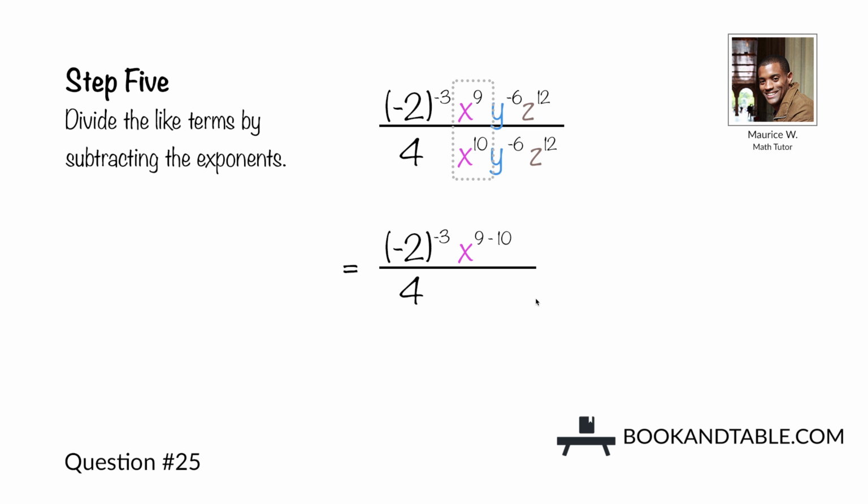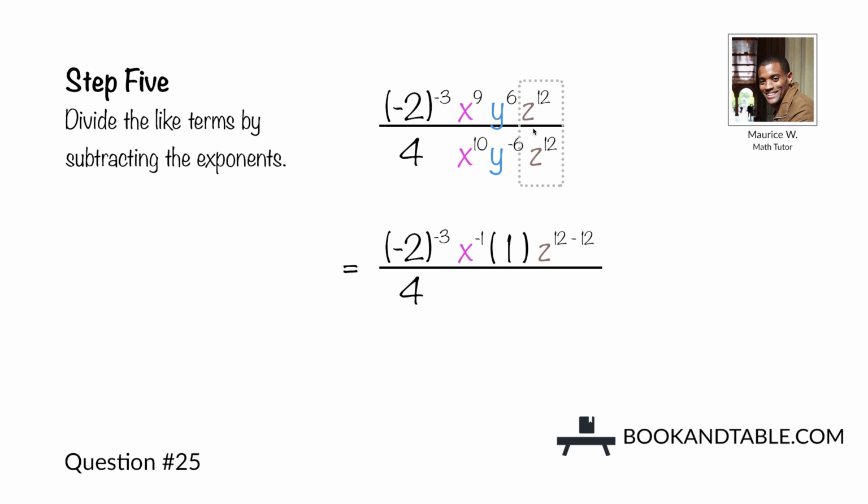So step 5, divide the like terms by subtracting the exponents. So we'll start with our x. We'll leave this for last, our coefficients. X to the 9th divided by x to the 10th is equal to x to the 9 minus 10, which is negative 1. Y to the negative 6 divided by y to the negative 6 is equal to y to the negative 6 minus negative 6, which is the same as negative 6 plus 6, which is 0. Anything to a 0 power is equivalent to 1.